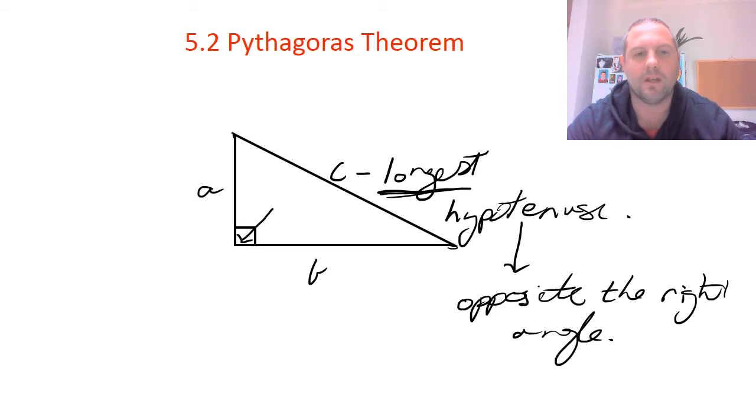Now, A and B, it doesn't matter which ones you call it. This one could be A, or this one could be A. Now, if you look at them, they are shorter than the hypotenuse. Very important to know.